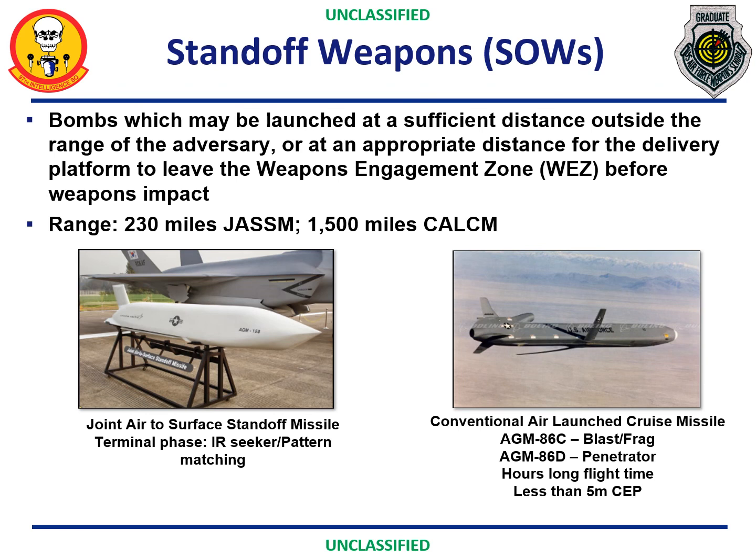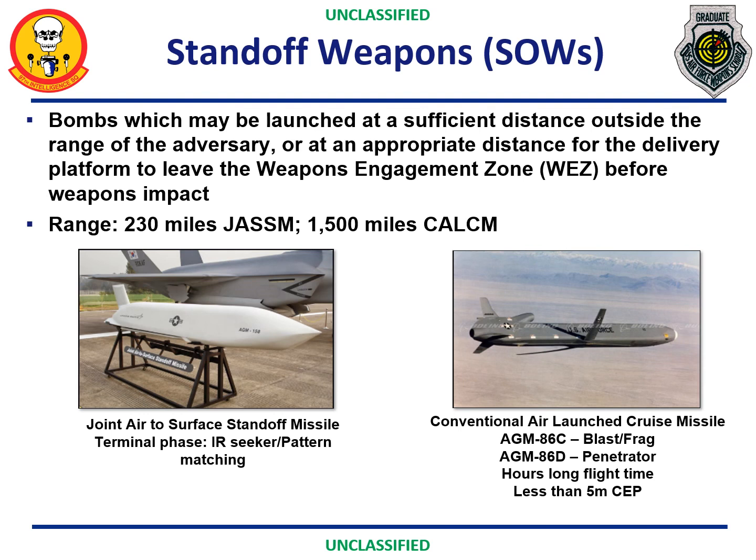The JASSM has a range of 230 miles. What's unique about this weapon is in the terminal phase or the end state, it uses an IR seeker to do pattern matching against its targets. So the JASSM was actually first operationally employed on 14 April 2018 against the strikes in Syria. It was actually used again on 27 October 2019 for the raid for Abu Bakr al-Baghdadi.